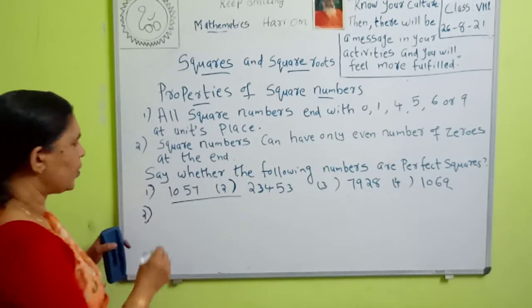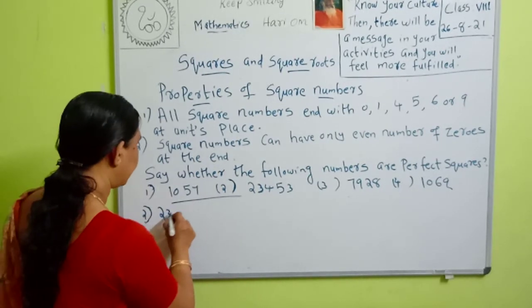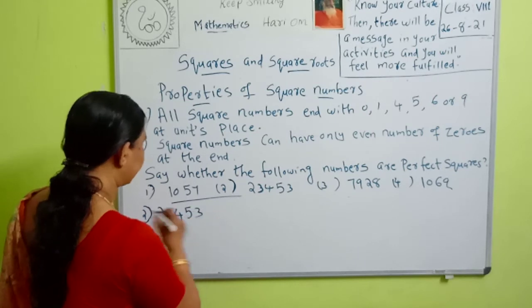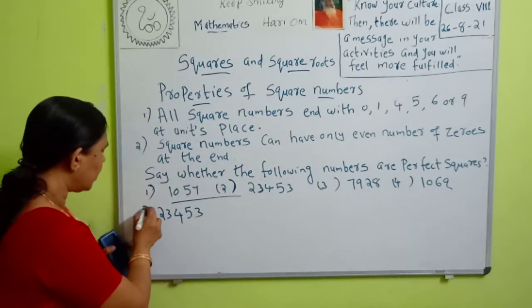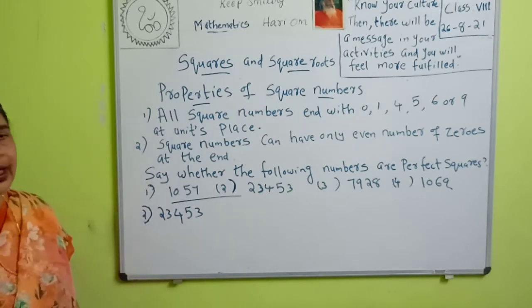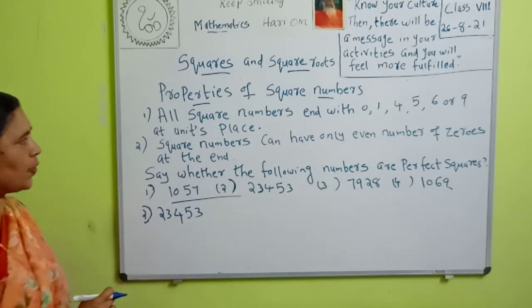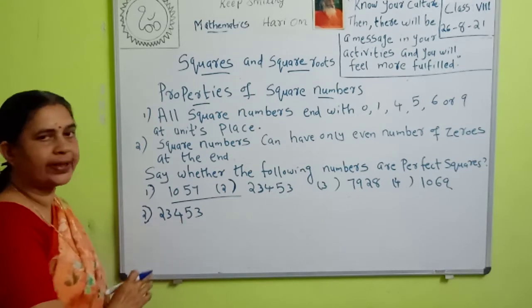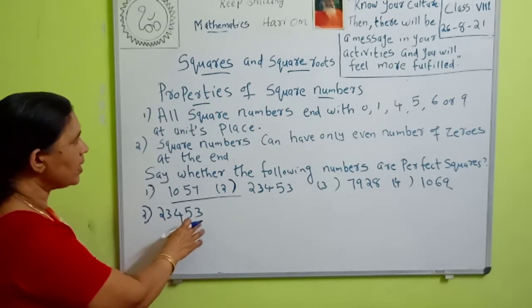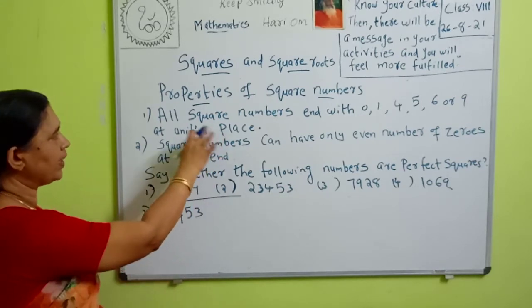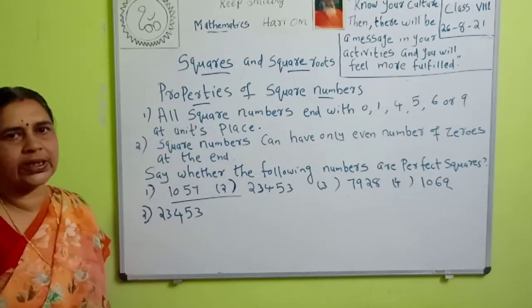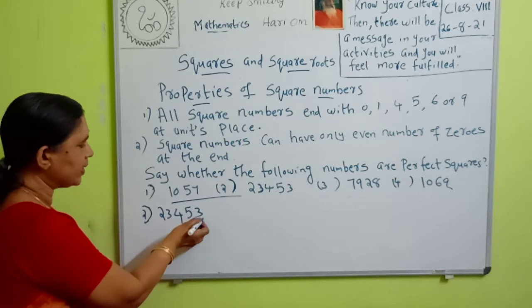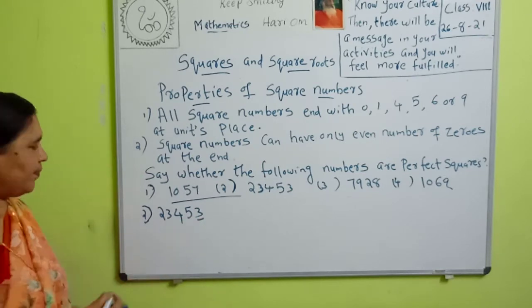Second question, 23,453. Rohit, is it a perfect square? To check whether it is a perfect square, you look at the units place digit. What is the units place digit here? It is 3. It is not in this list. All the square numbers end with 0, 1, 4, 5, 6 or 9. Here the units place digit is 3.